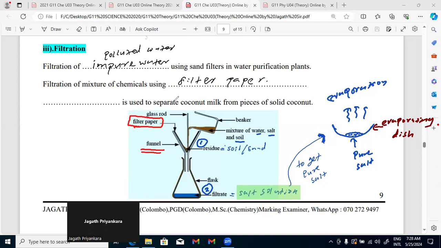And the next one is used to separate coconut milk from the pieces of solid coconut. What is this? Milk strainer. In Sinhala we call it kirigot. Milk strainer. Complete the blanks also, students. Hurry up.